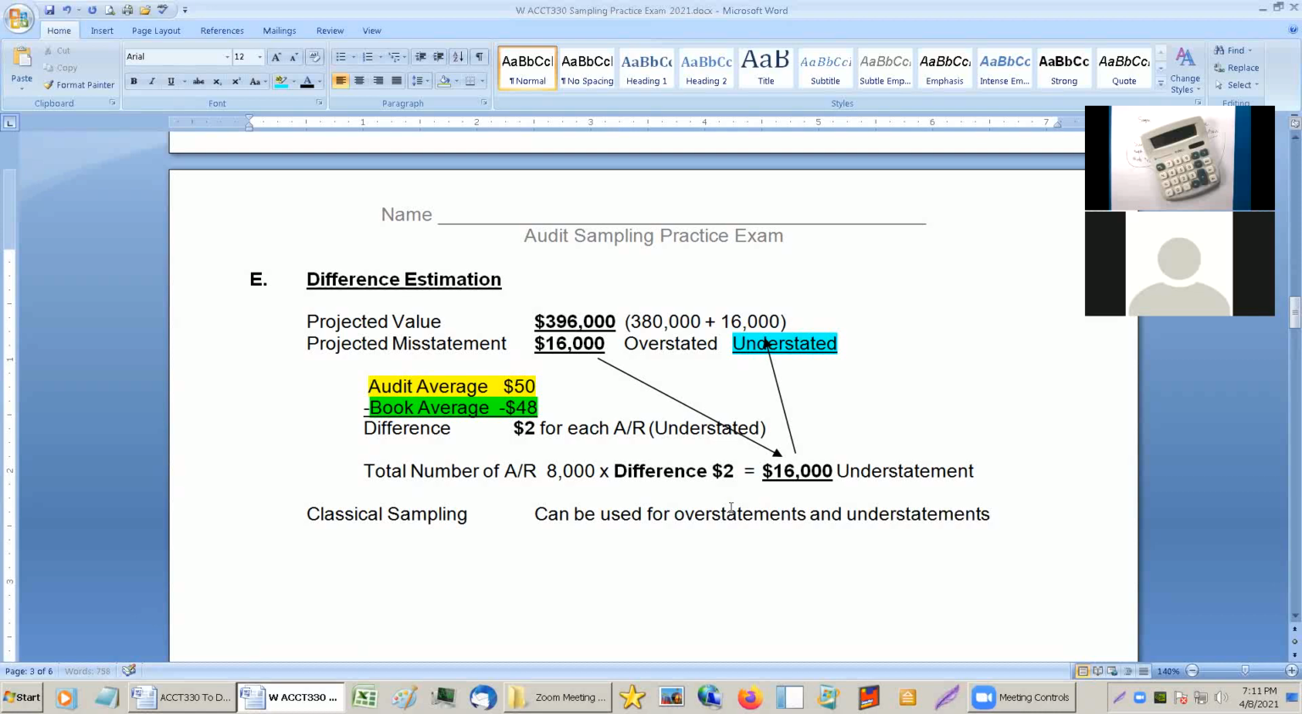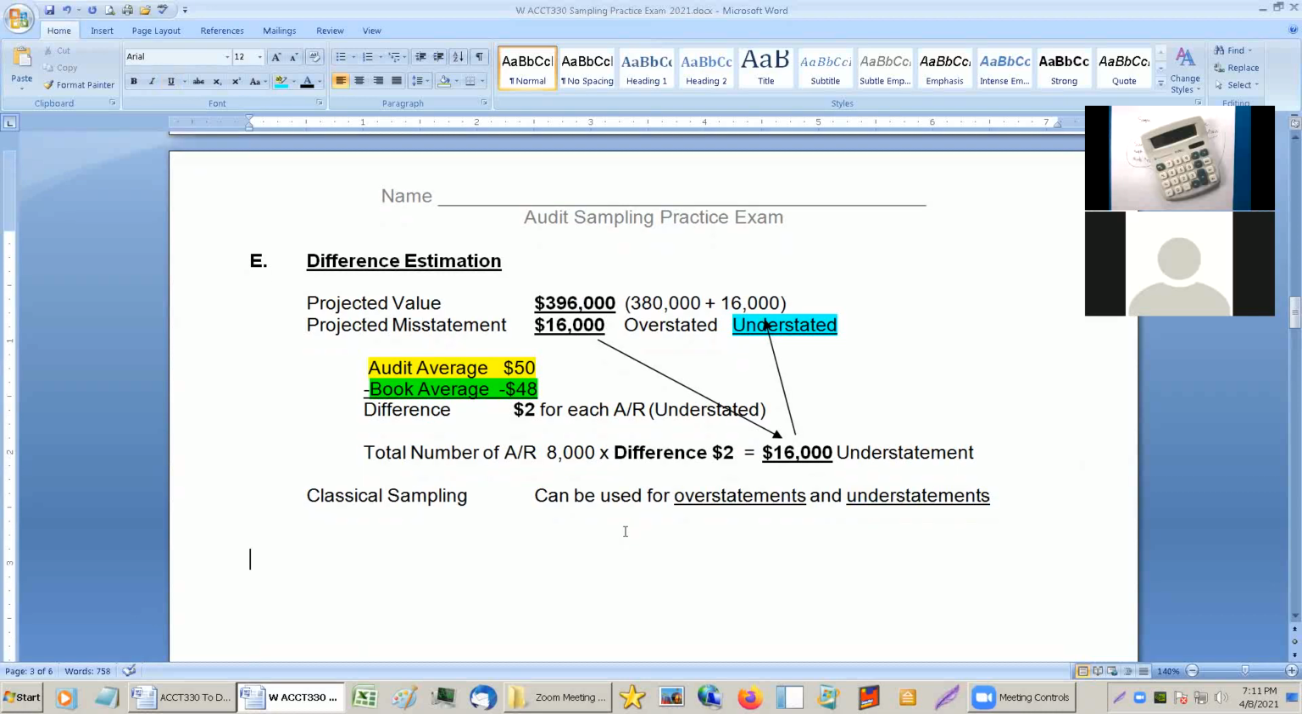So a nice thing about classical sampling, it can be used for overstatements and understatements. Used for either one of those. And that's probably the biggest advantage of them. You can easily increase the sample size.